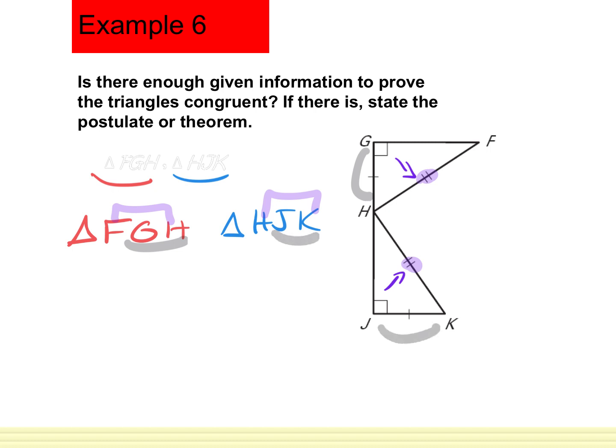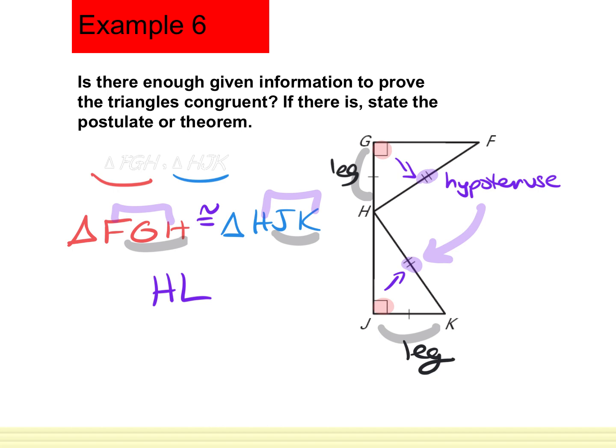So I've got a leg that's marked and the hypotenuse, and I've got a right angle. So yes, I could state that these two triangles are congruent by using hypotenuse leg because it's got the right angle and it's got the legs with a congruency mark and the two hypotenuses.